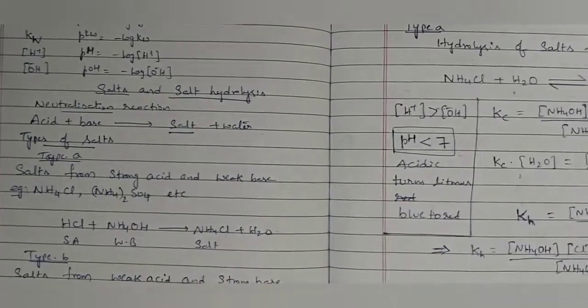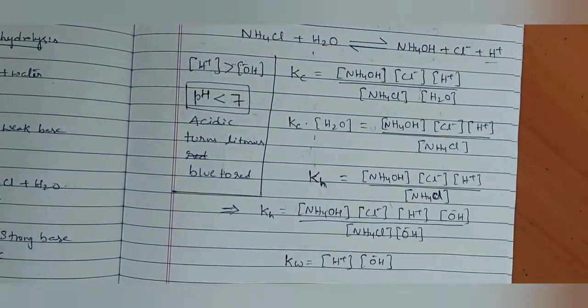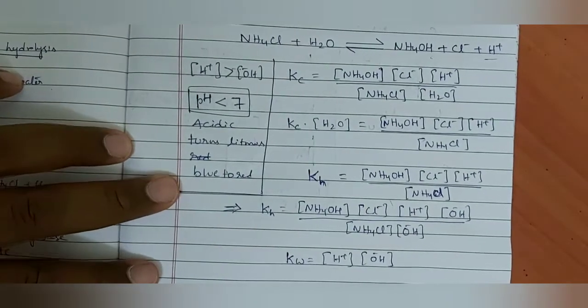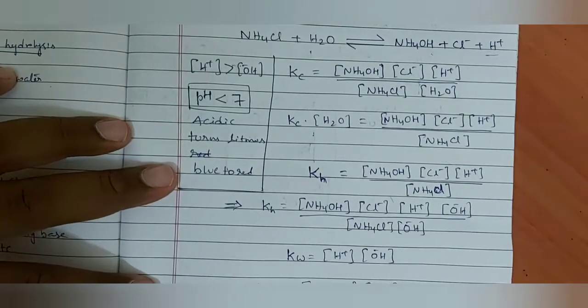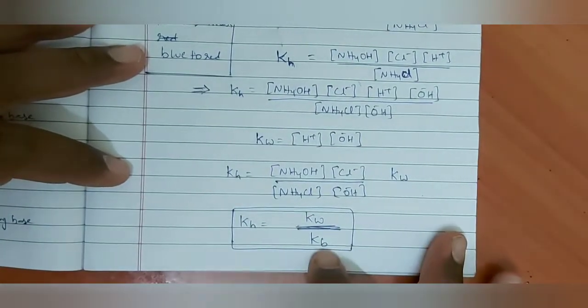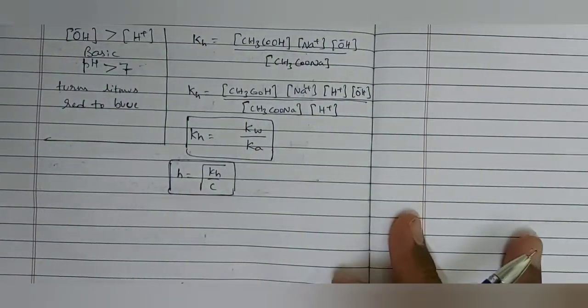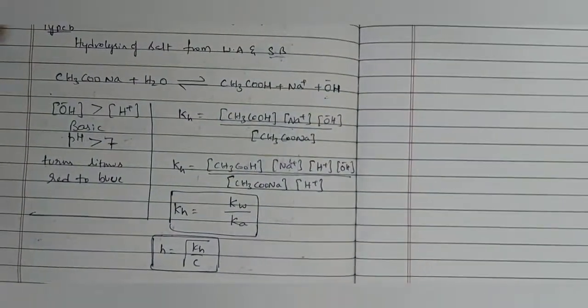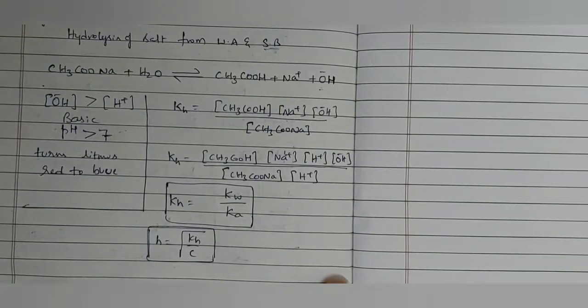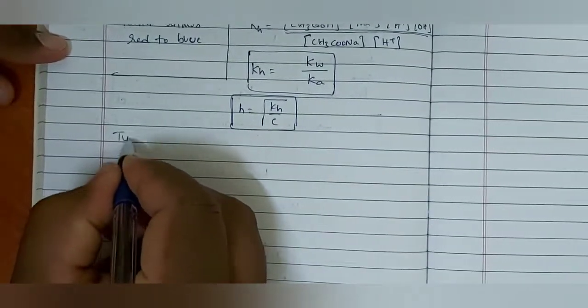Next. This type of salts are acidic salts. Resultant solution when they are added to water, we will get acidic in nature. But Kh is equal to Kw by Kb. Okay, remember this formula carefully, which are highly useful. Next, we will go to type C. Before that, note down carefully.